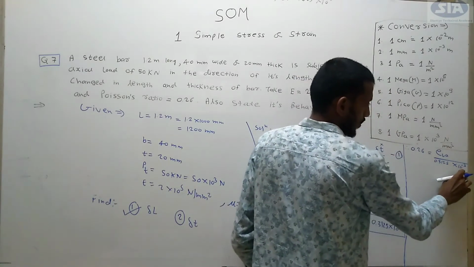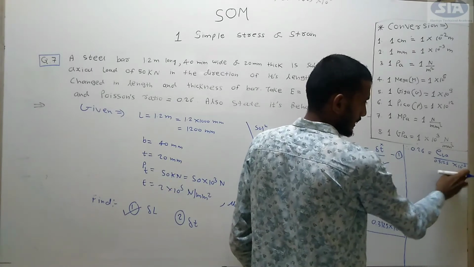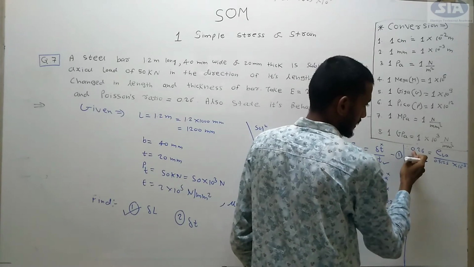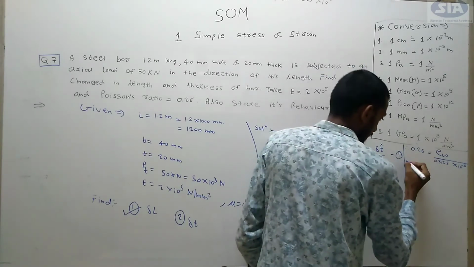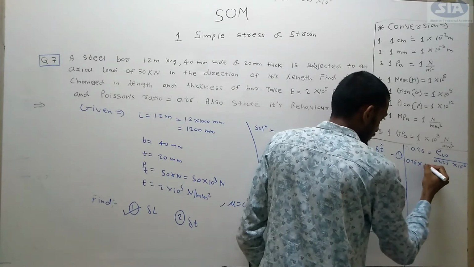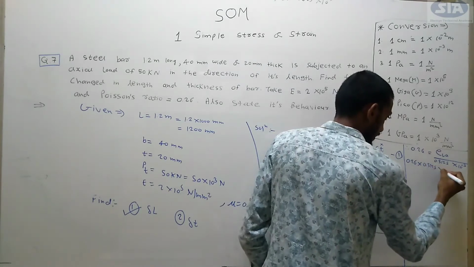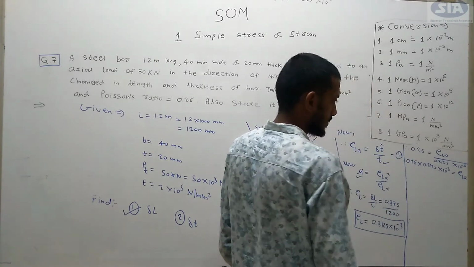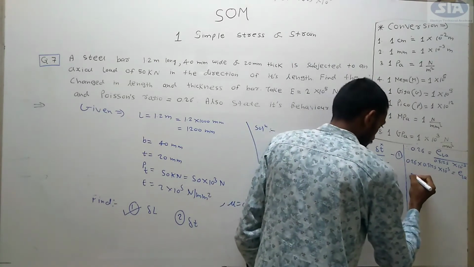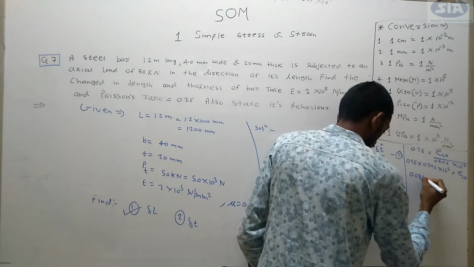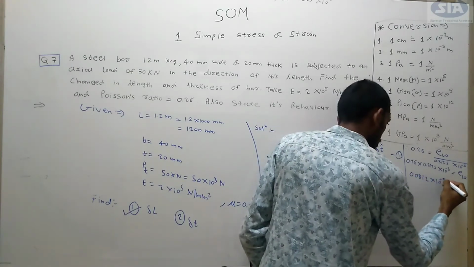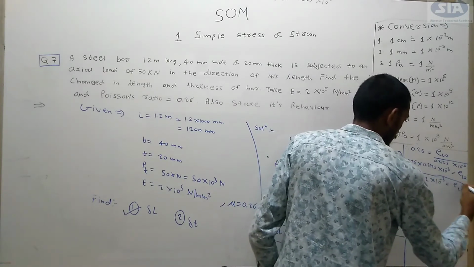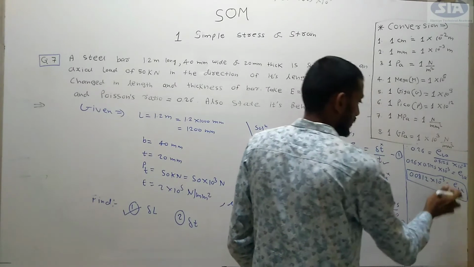Now this term 0.3125 into 10 raised to minus 3 is in division with lateral strain. If we shift it to the left hand side, then it is multiplication with 0.26. Hence 0.26 into 0.3125 into 10 raised to minus 3 is equal to lateral strain. After the multiplication, we will get the answer 0.0812 into 10 raised to minus 3, which is equal to lateral strain. This is the answer of lateral strain.